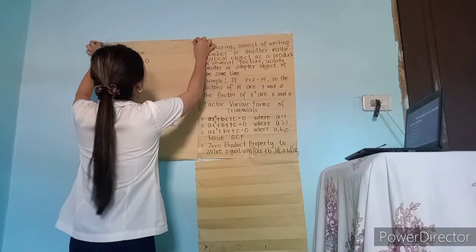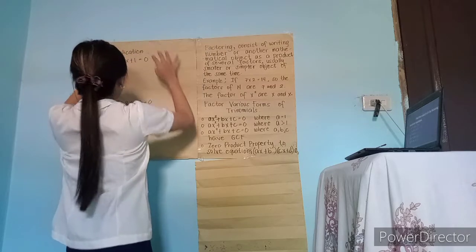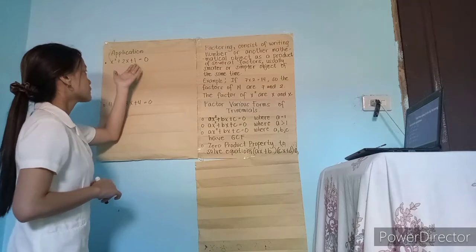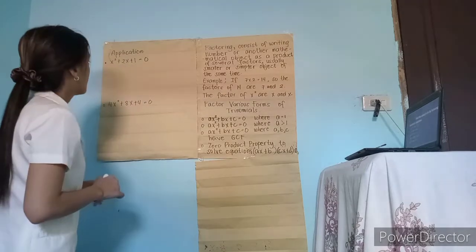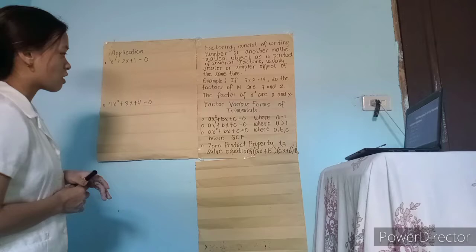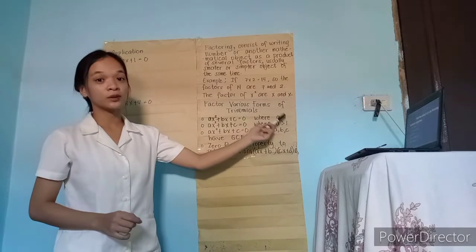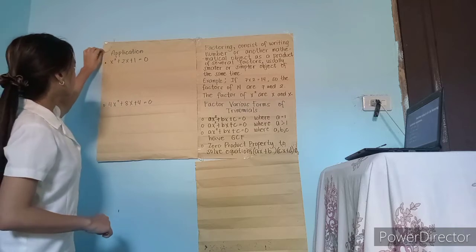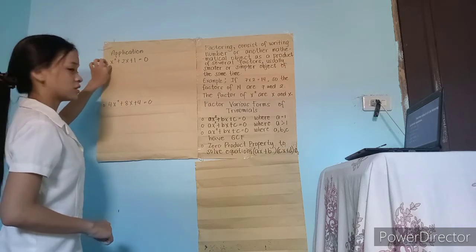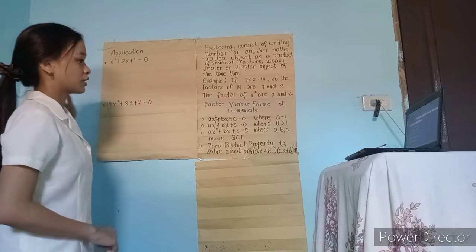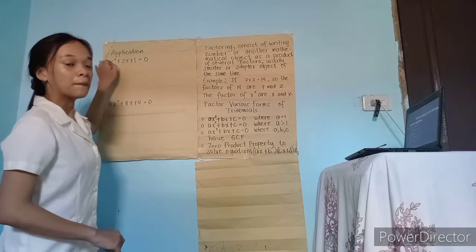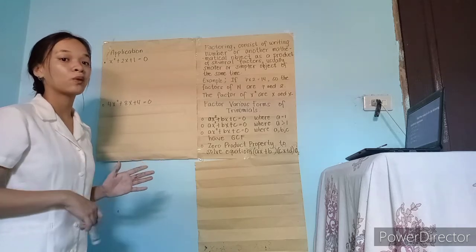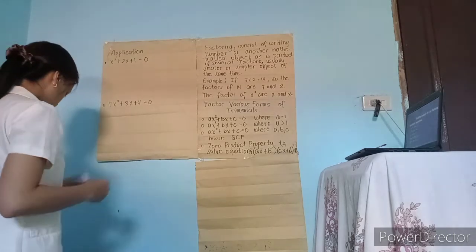Let's have an example here. Okay, let's have an example. x squared plus 2x plus 1 is equal to 0. So this is an example where a is equal to 1. As you can see, we don't have a numerical coefficient here. If there's no numerical coefficient in the quadratic term, meaning it has 1, it's always 1. So let's try.